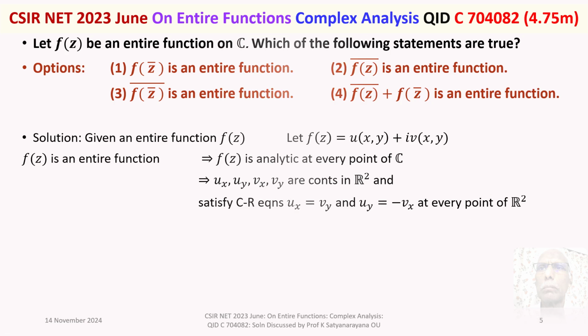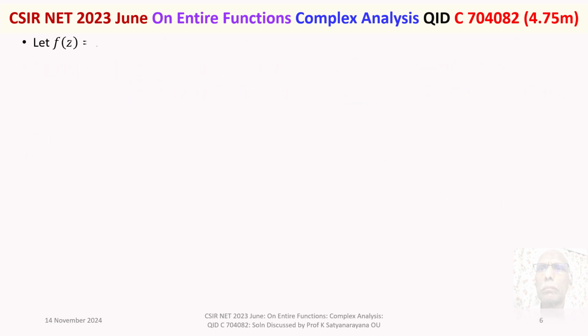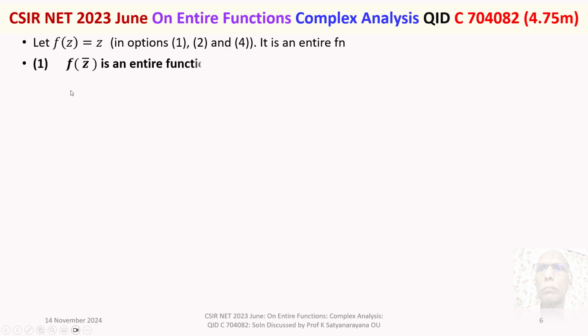Right. So we move on to the next slide for the discussion of the options one after the other. Now, in options 1, 2 and 4, we take the example f of z is equal to z, and we say that the options 1, 2, 4 are not true. When f of z is equal to z, it is an entire function. Option 1, f of z bar is an entire function. Now f of z is z, f of z bar is z bar. And it is well known that z bar is nowhere analytic.